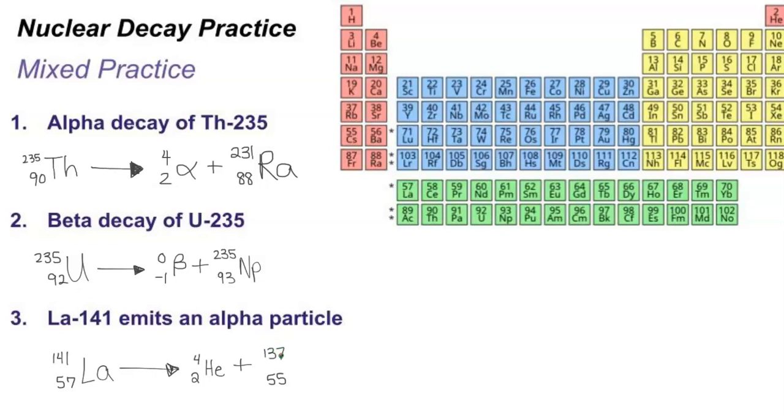So let's figure out what element number 55 is. We need to match that atomic number to an actual element. So looking at our periodic table, element number 55 is cesium, CS. So there is our full decay equation there. Lanthanum 141 emitting an alpha particle and producing cesium 137.